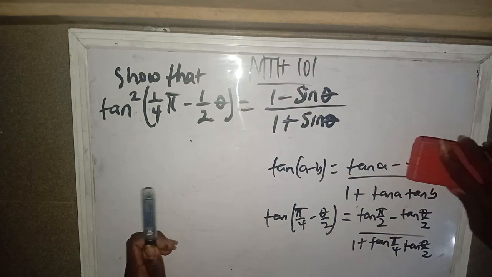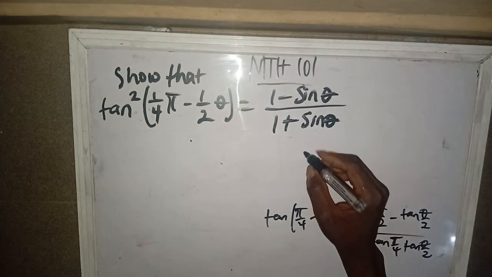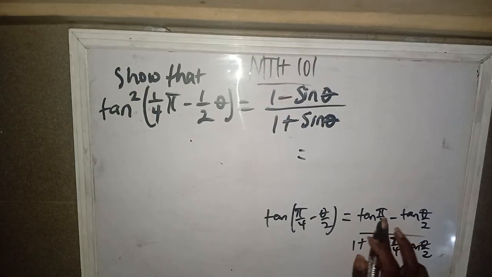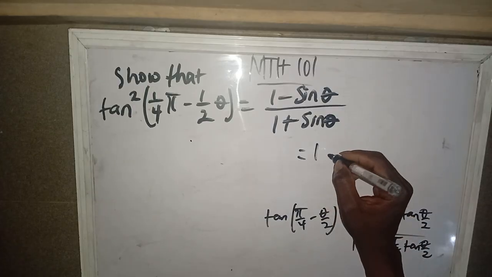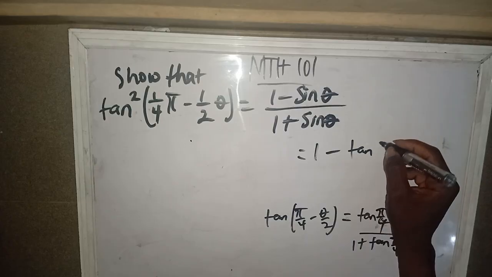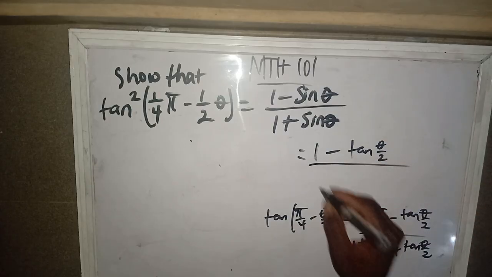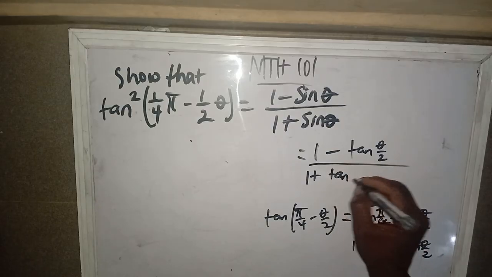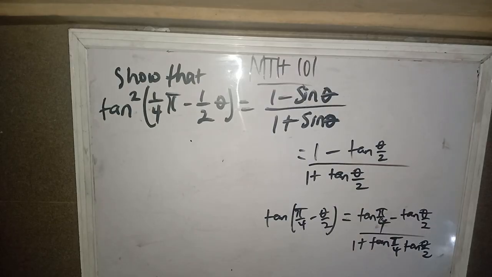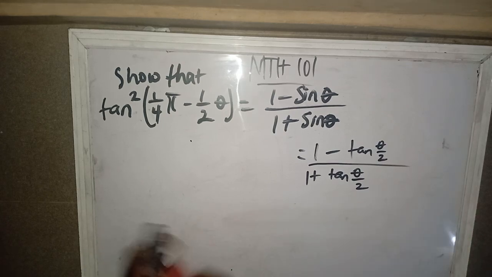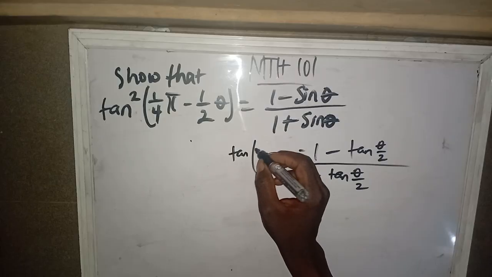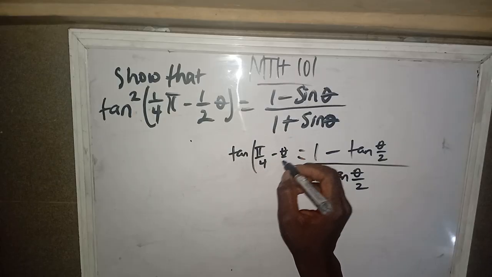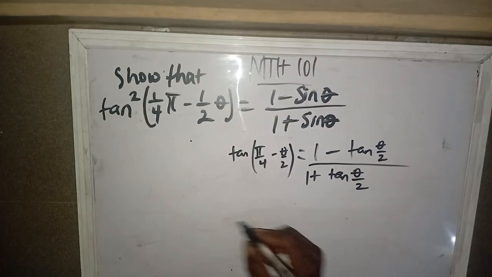Now, so here we have tan pi over 4. Pi over 4 is 45 degrees. Tan 45 is 1. So 1 minus tan theta over 2 divided by 1 plus tan pi over 4, which is 1, times tan theta over 2, you have tan theta over 2. Do we get that? So this is tan(pi over 4 minus theta over 2). But we need square.